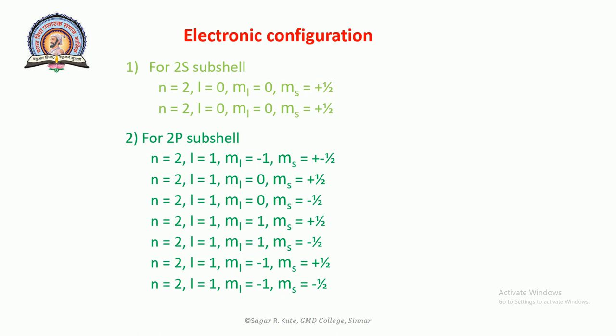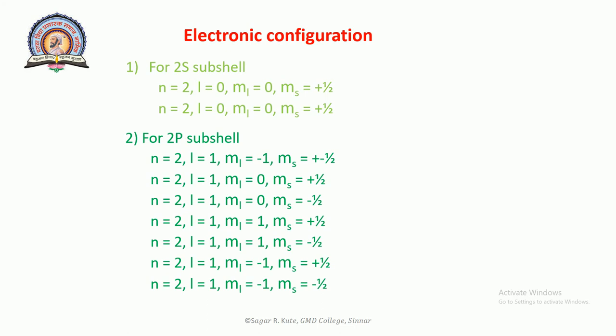Thus, 6 distinct sets of quantum numbers are possible for the p subshell. Thus, the 2p subshell can have at most 6 electrons corresponding to distinct sets. No other combination of quantum numbers is possible which is not identical. Finally, the L shell can have 8 electrons, which is 2n².